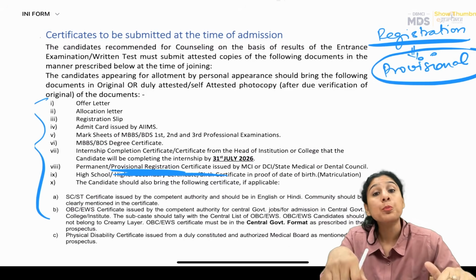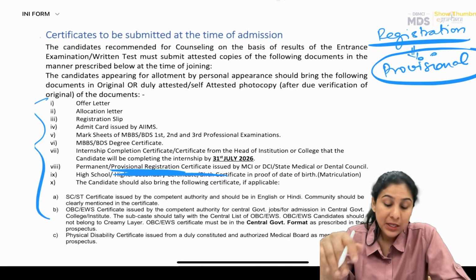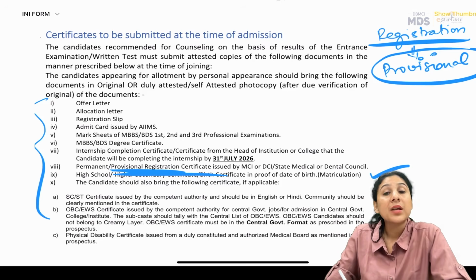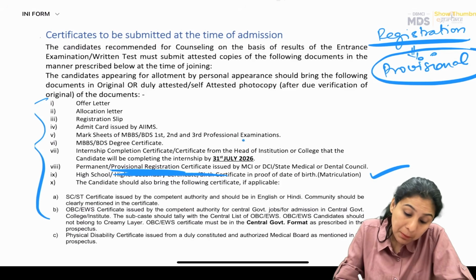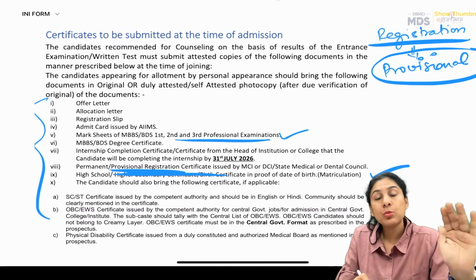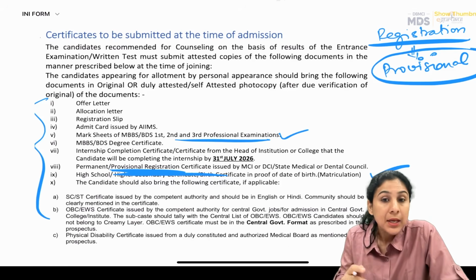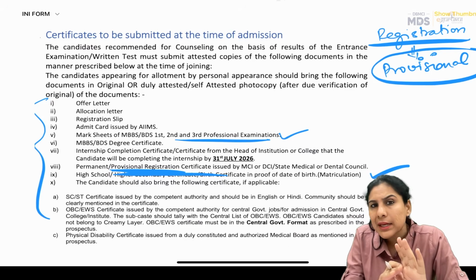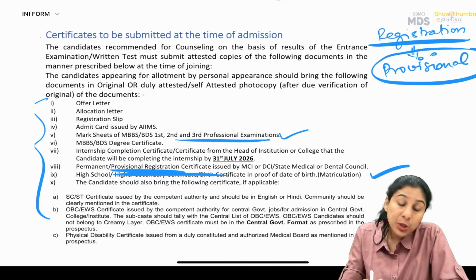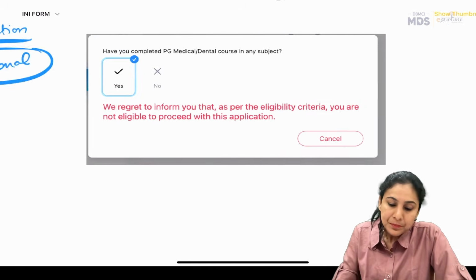You just have to put the details of these documents. You just have to put the number of the registration. You just have to put the marks of the first to final year. Nobody is asking you to upload that mark sheet. So currently, you don't need any documents, but you have to keep them ready.